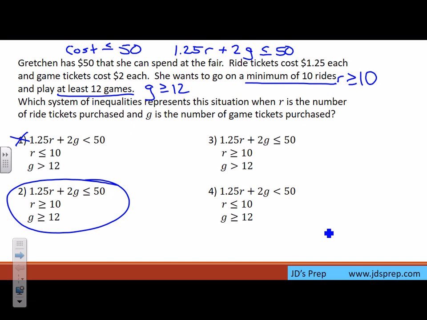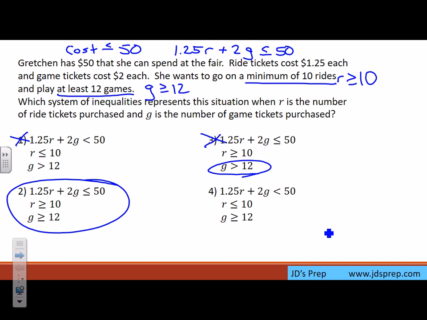Looking at the remaining two, number three has the correct cost inequality, but this last inequality, G greater than 12, is implying that Gretchen is playing more than 12 games. At least also allows the possibility that she could play exactly 12 games, so we don't want to use the strictly greater than here.